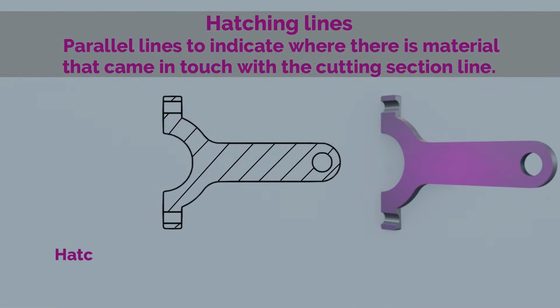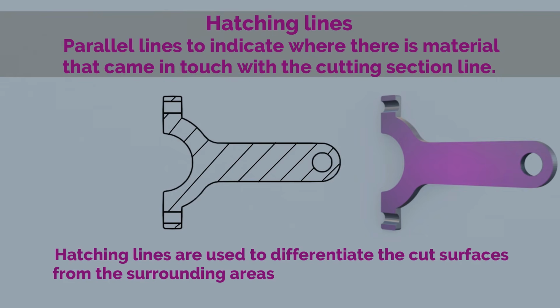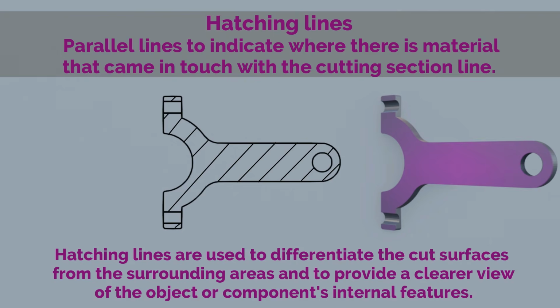So, in summary, hatching lines are used to differentiate the cut surfaces from the surrounding areas and to provide a clearer view of the object or component's internal features. This means that only areas that contain material and that our imaginary saw had to cut through will be hatched. Holes and hollow shapes will not be hatched.